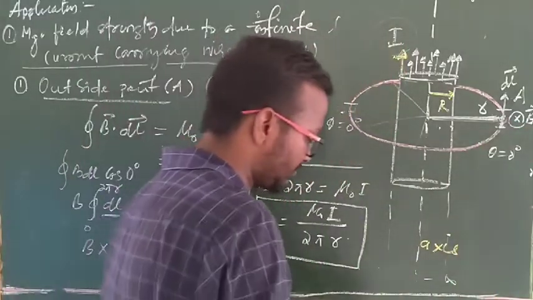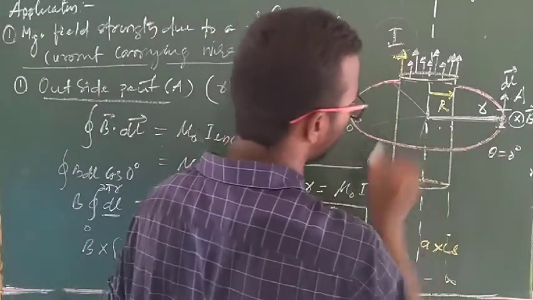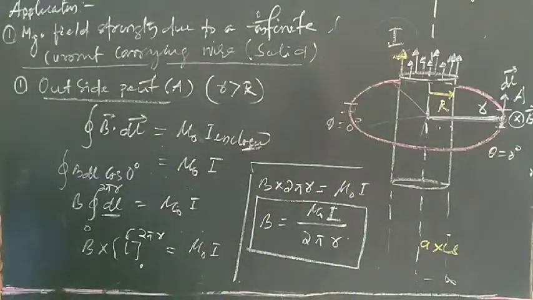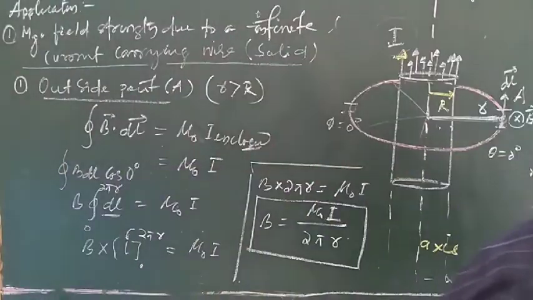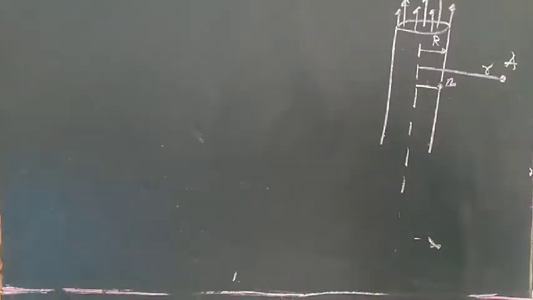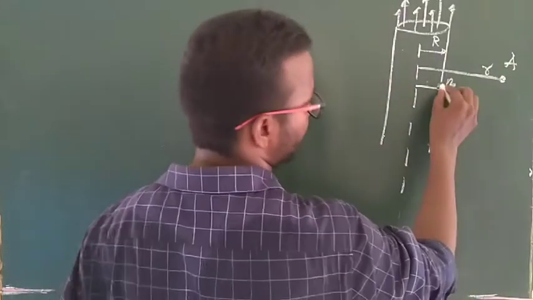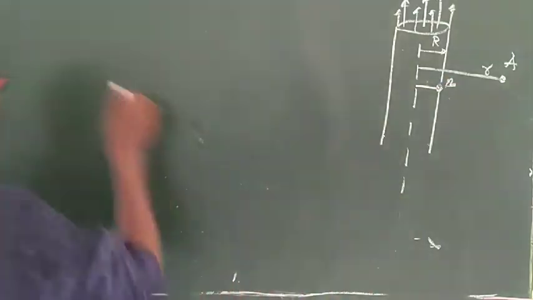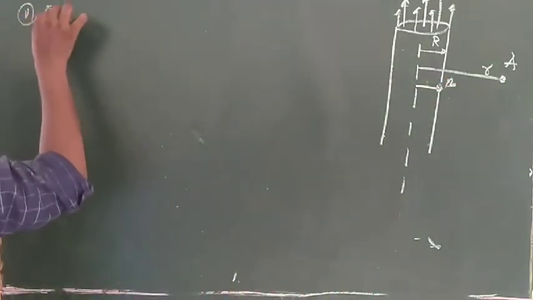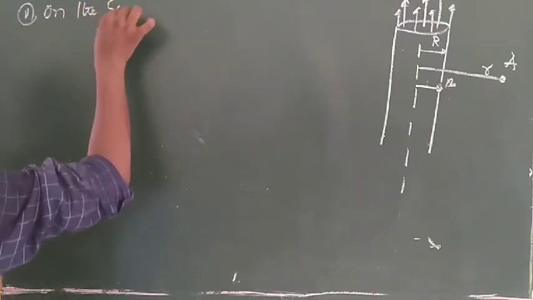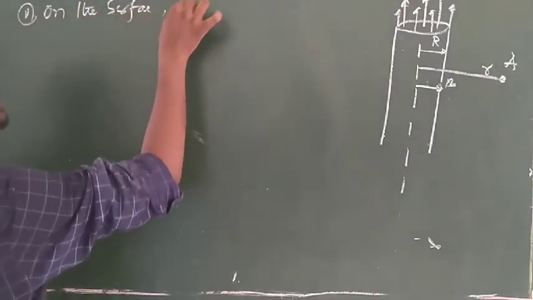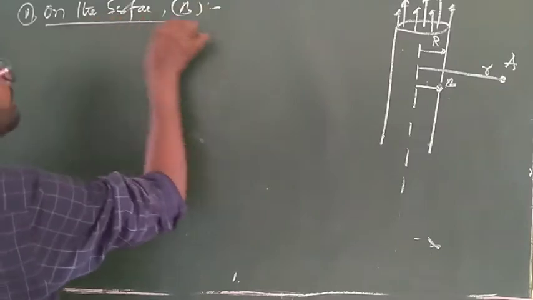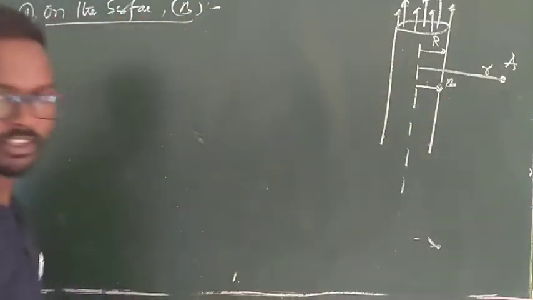Now we will go on the surface of a cylindrical coil. Clear? Now we have to find the magnetic field on the surface of a cylinder. This is the surface of a cylinder at point B. So the second point, on the surface, that is point B. We have to find the magnetic field at point B on the surface of the cylinder.